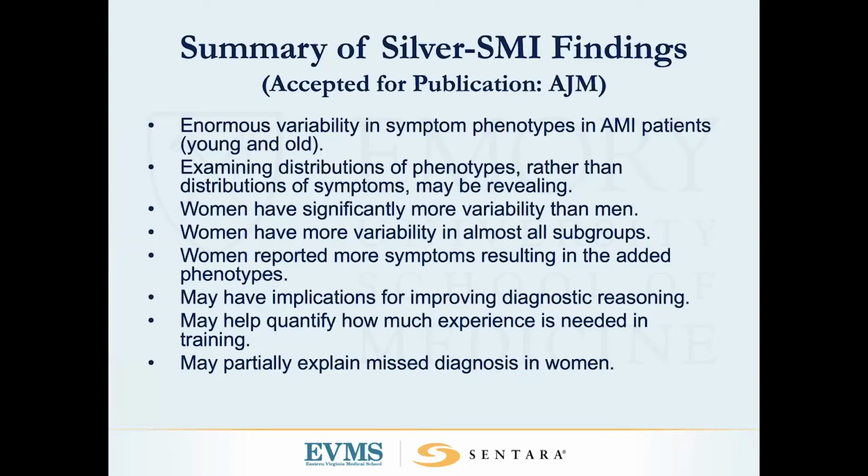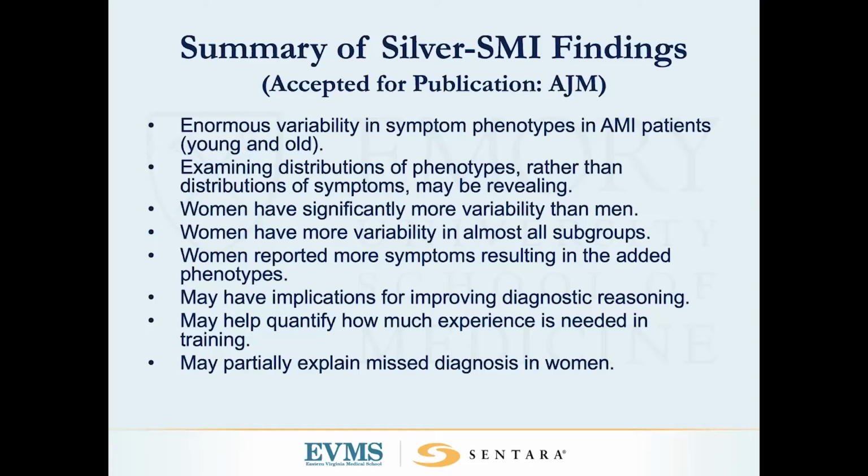So just a summary: this information has now been accepted for publication in the American Journal of Medicine and will be coming out in March. To summarize, there's an enormous variability in symptom phenotypes in acute myocardial infarction patients, both in young patients in the Virgo study and the old patients in the Silver AMI study. And examining distributions of phenotypes rather than distributions of symptoms at the population level may be revealing.